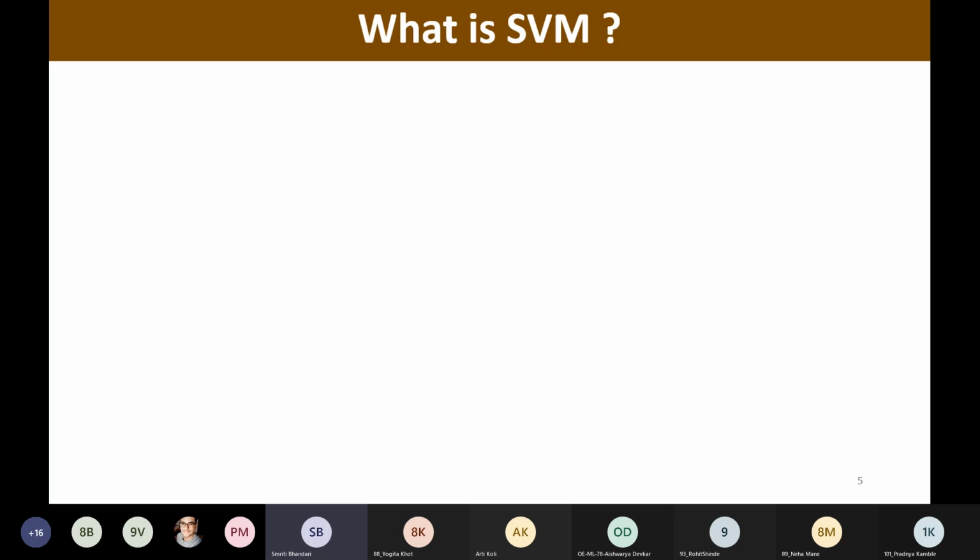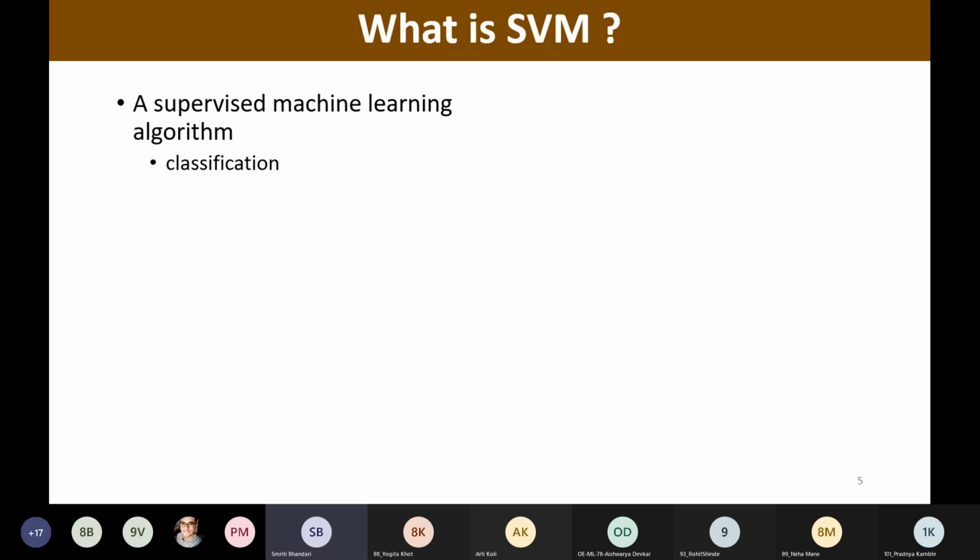So let's begin with what is SVM. So before actually going for SVM, let us revise few concepts. SVM is a supervised machine learning algorithm. And this machine learning algorithm can be used as classification or regression. So for both the tasks, SVM can be used. But the most popular use of support vector machines is for classification.